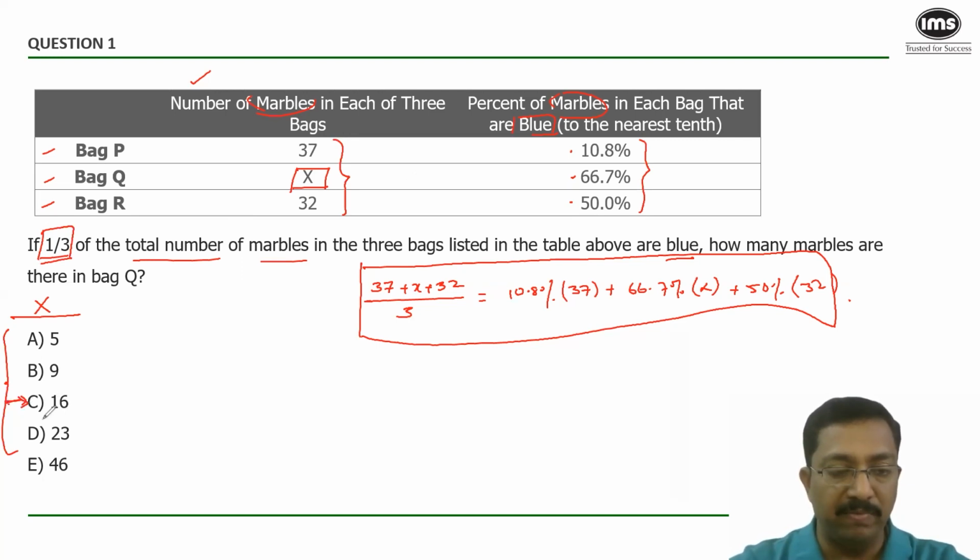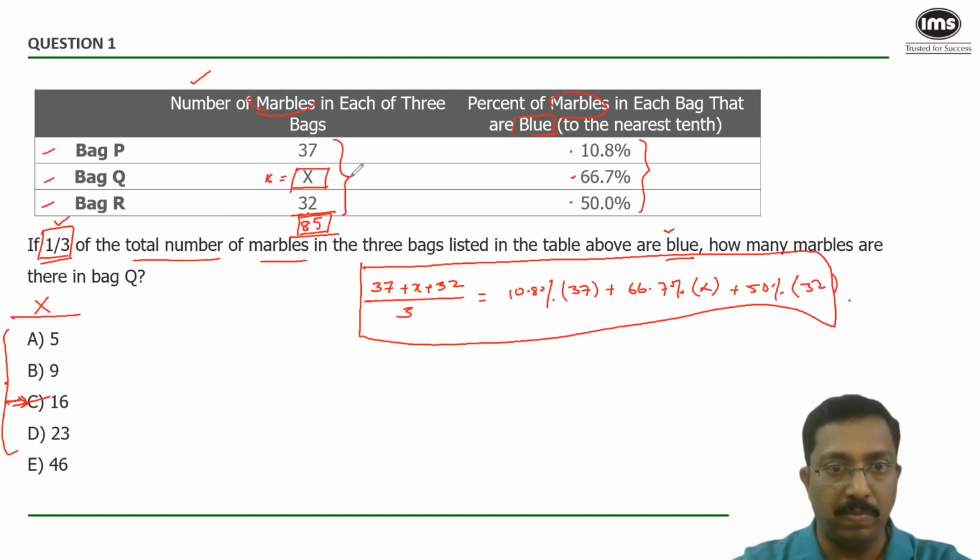Begin with C when you're following a back solving or plug in the answer approach. If you consider x as 16, then 37 plus 32 will add up to 69, and 69 plus 16 will add up to 85. And this value must be a multiple of 3 because 1/3 the total number of marbles are blue. So 8 plus 5, going by the divisibility rule of 3, the sum of digits must be a multiple of 3. But over here, 8 plus 5 will add up to 13, which is not a multiple of 3. Hence, 85 over here is not divisible by 3. Therefore, C can't be the best fit as an x value, right?